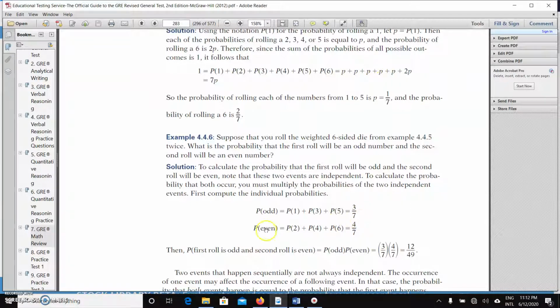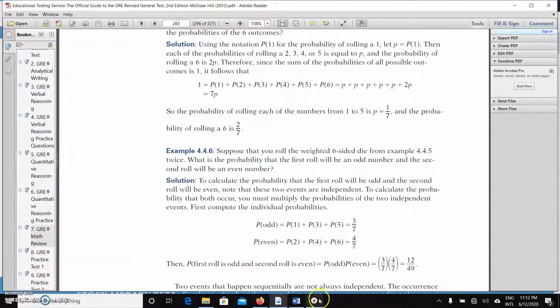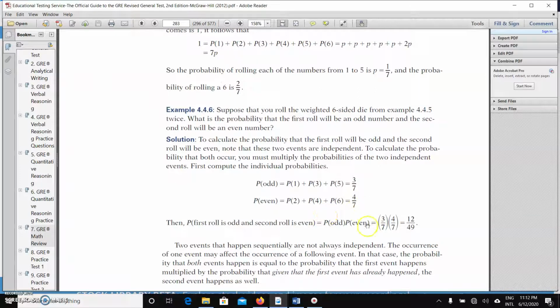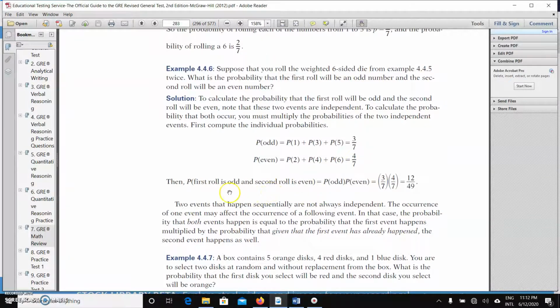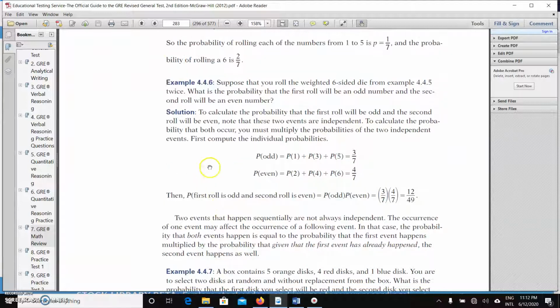Now let's calculate for even numbers. The probability that the number is even is P2, P4, and P6, so if you add them together, that's P plus P, so 2P, plus the last one, which is for 6, that will be 2P for the 6th one, and for 4, that's P, that's 3P, for 2, that's P, that's 4P. So that will be 4 over 7.